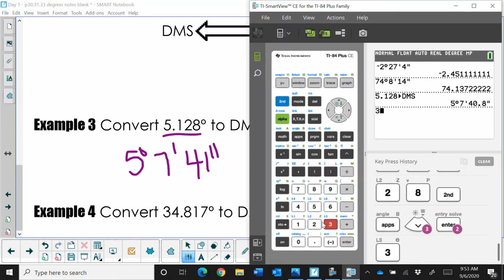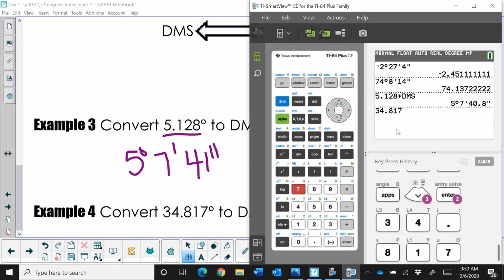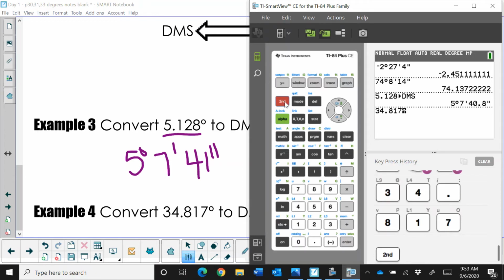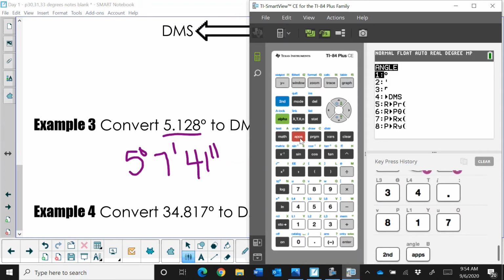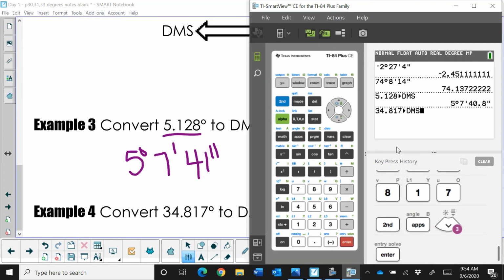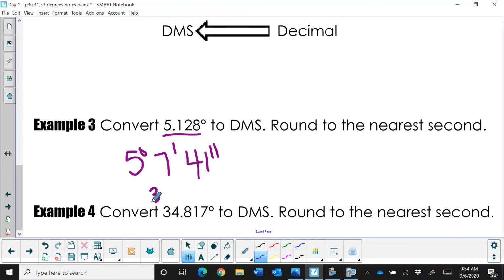So it's 34.817. And I want to convert it to degrees, minutes, seconds. So second apps, number 4, DMS, and our answer is 34 degrees, 49 minutes, and 1 second. And that's our final answer.